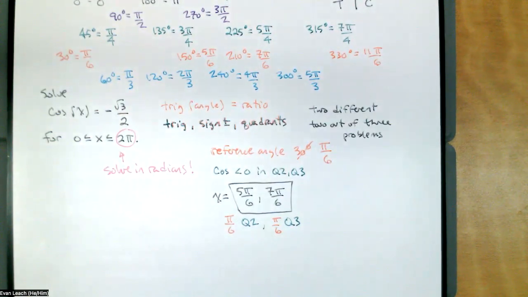Just two out of 3 problems. Trig function, angle, and ratio. Trig function, sign, plus or minus, and quadrants. And you put those two together.